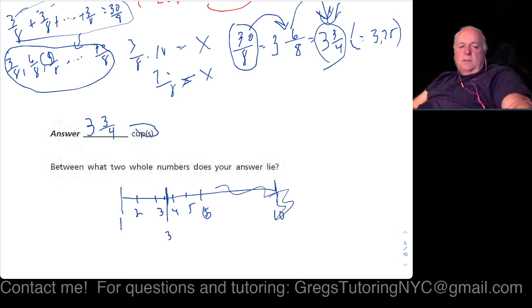3/4. So now it's asking us, do you know what a whole number is? Well, it turns out that 3 is a whole number and 4 is a whole number. So they're really looking for between 3 and 4, not 3 plus 4. 3 and 4 would be your answer there. Okay?